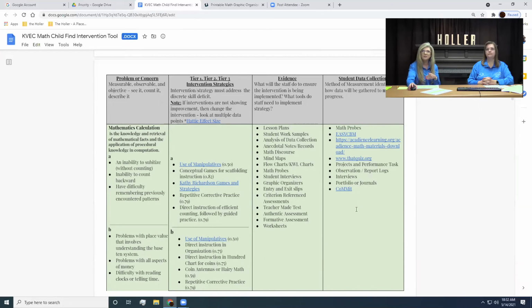In this column for student data collection, we also have several sites linked here. You have Easy CBM that many of you may be familiar with. That's a good way to document and monitor progress. And one that we're very fond of is the Commit Screener, which is now published through Forefront. It is an awesome resource for screeners. It has a fall screener, a mid-year screener, and a spring screener, so you can really monitor progress over time for your kiddos.